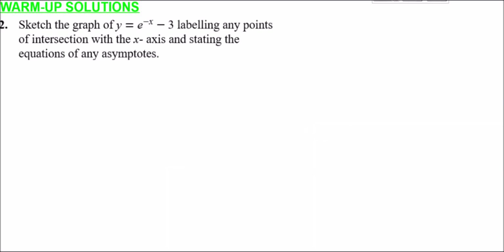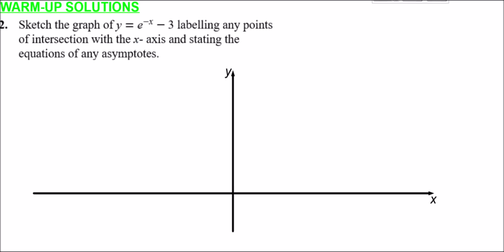Question 2. Sketch the graph of y equals e to the minus x minus 3, labelling any points of intersection of the x-axis and stating the equations of any asymptotes. Let's go one step further and see if we can find the x-axis and the y-axis intercepts. So again, we need a coordinate grid. This time, the power is a negative x, and so this is going to be a mirroring of the graph of e to the x. So rather than going like this, the graph is going to be going the opposite way and shrinking down like so.